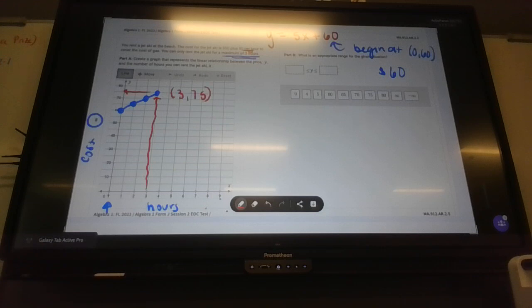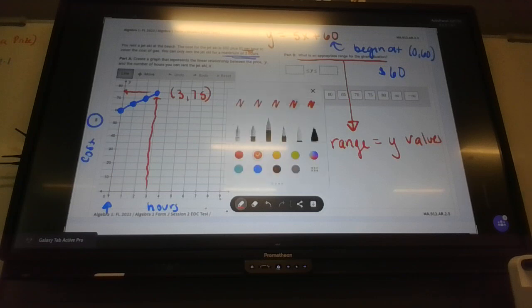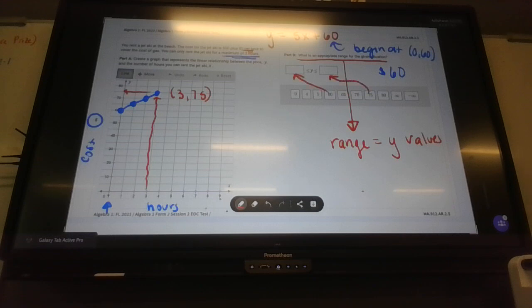So this says, what is the appropriate range for the given situation? If you remember, domain and range: range is Y values. It is talking about minimum and maximum, but about Y values specifically. So you're starting at $60 and you are only going to go up through 75 because it says the max you can rent it is 3 hours.